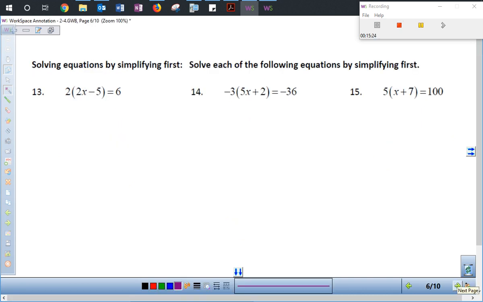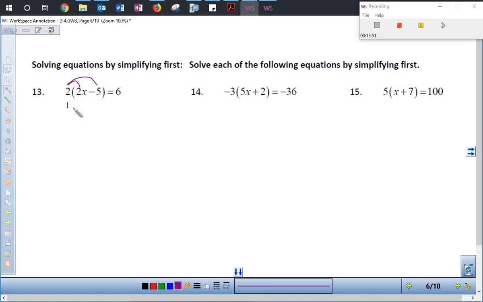Next, what we want to talk about is how to solve equations by simplifying first. So, if you look at 13, we have 2 times the quantity of 2x minus 5 equals 6. Basically, what we want to do with these equations is simplify them before we start solving them. So that means I want to distribute and combine like terms before I start adding and subtracting. So I want to distribute this 2 throughout.